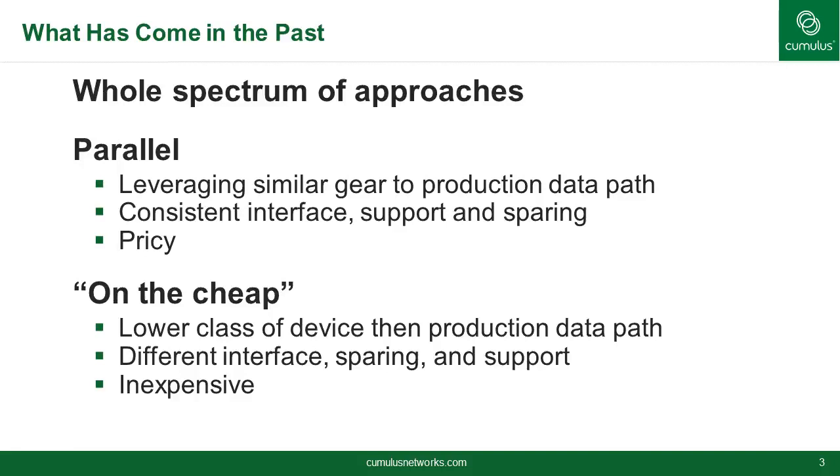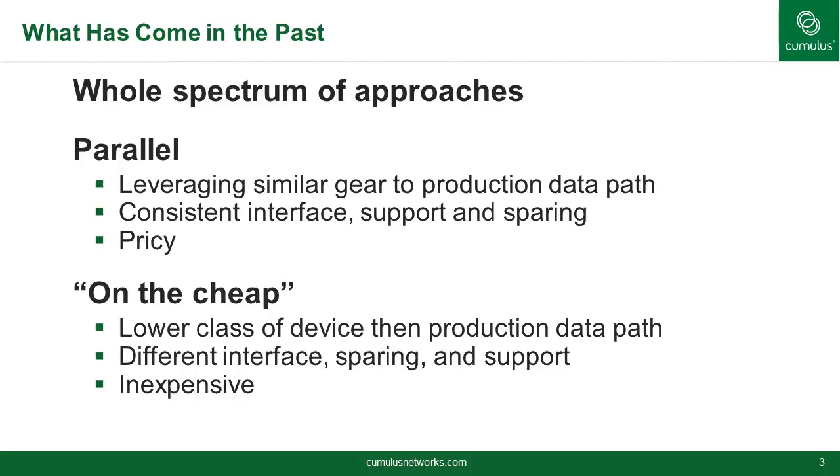Some people will build what I'll call the parallel model. So this is leveraging very similar gear or the exact same gear that they're using in their front-end production path. This gives you a very consistent interface, very consistent support. There's one location to go to. You can run the same version of software on top of there. When you have something that you need to be spared out, it can either be stuff that you have off the shelf or stuff where you already have one large engagement with that manufacturer or supplier to be able to provide you all of the gear that you're looking at.